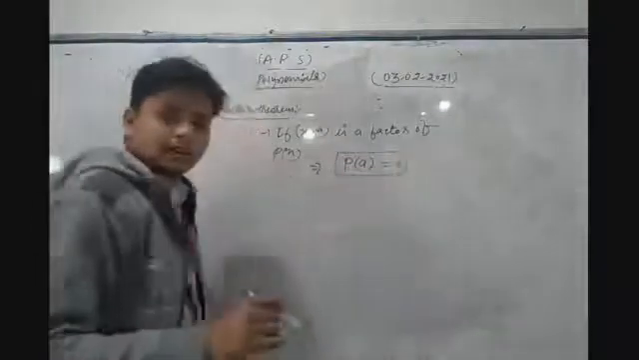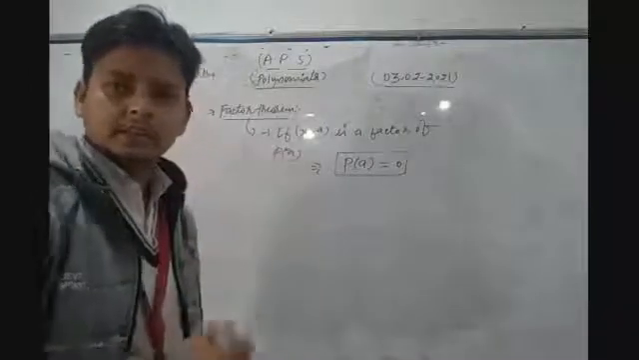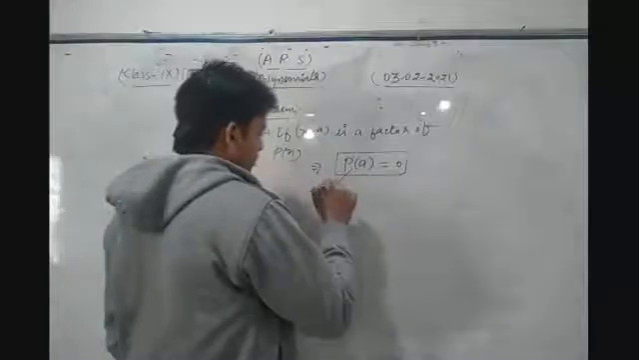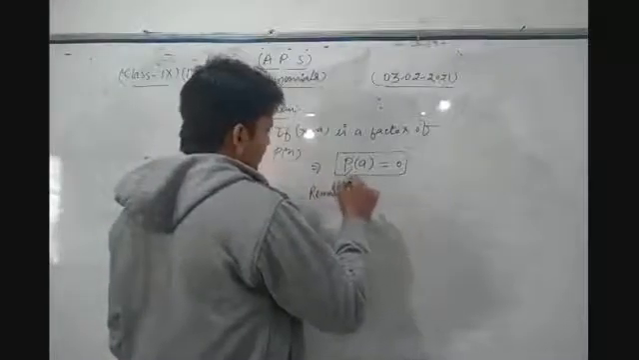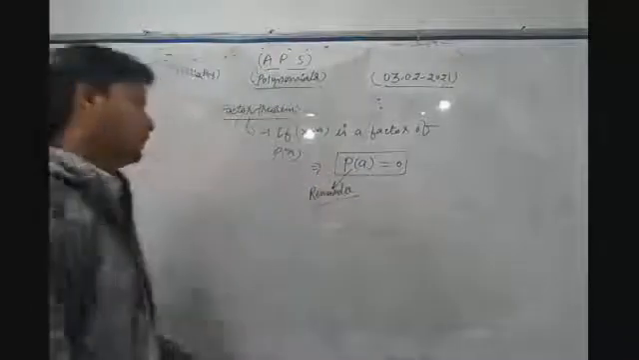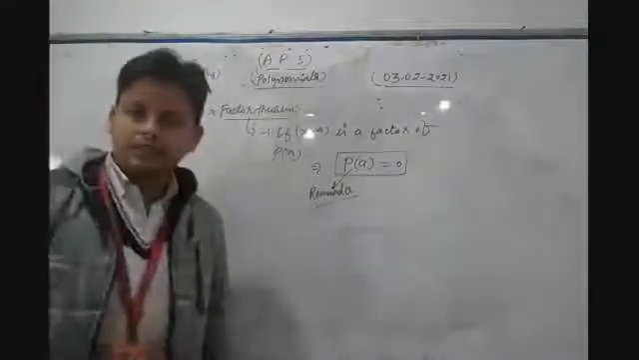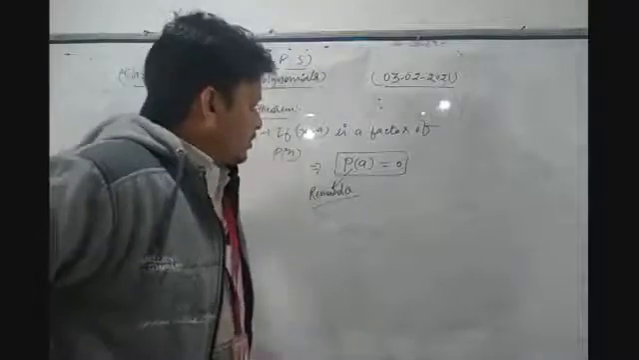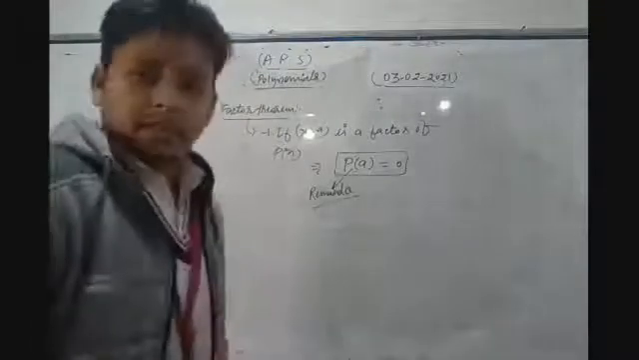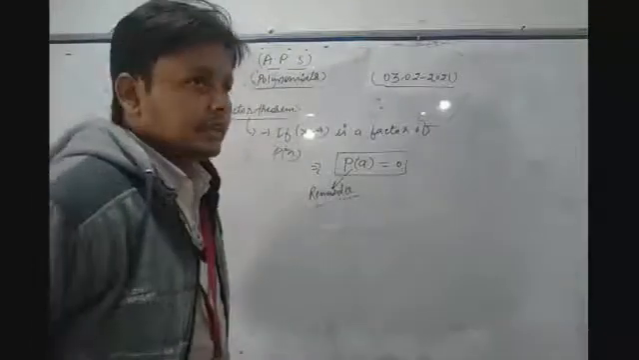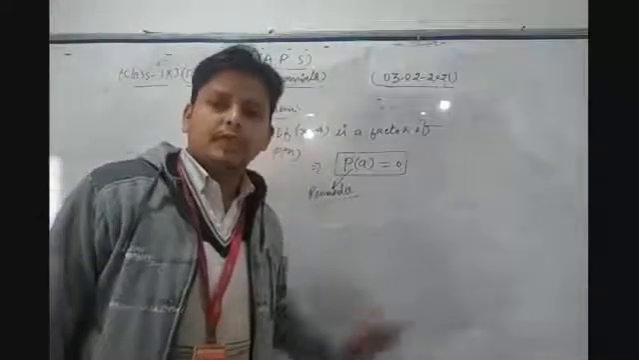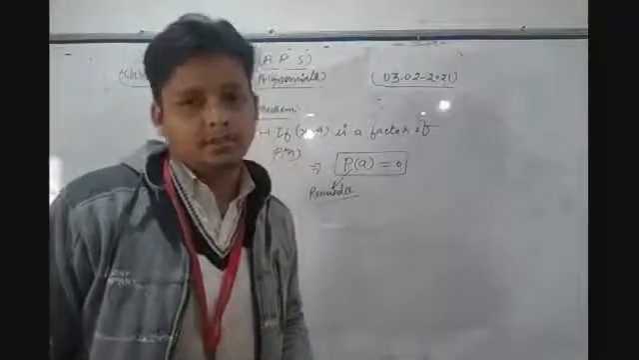P of a is what? P of a is the remainder. I just discussed that topic. So in that condition the remainder will be 0 always. This is a very easy concept according to the factor theorem. If x minus a is a factor of p of x, then the remainder, that is p of a, must be equal to 0.